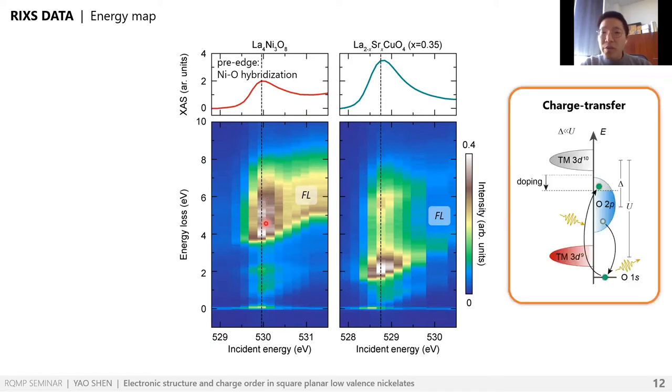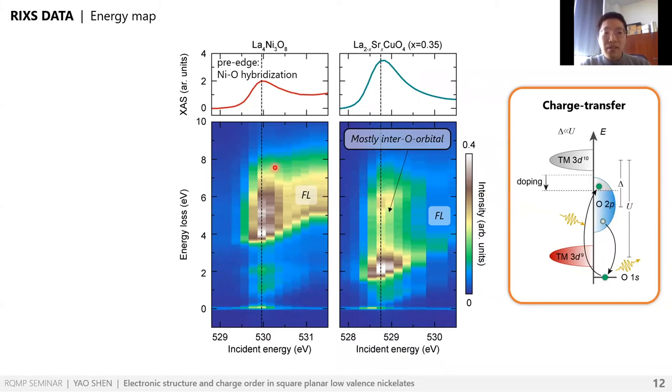And again, for cuprates, it's in the charge transfer regime. So these features correspond to oxygen 2p electrons de-exciting to fill the core hole. So they are mostly inter-oxygen orbital excitations. Basically, they are just a rearrangement of the occupations of oxygen 2p orbitals.